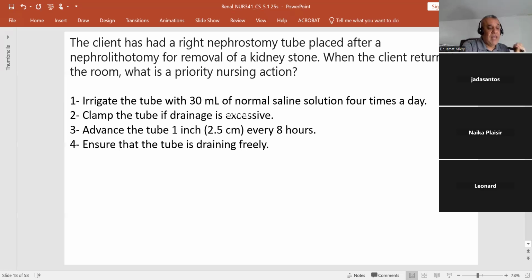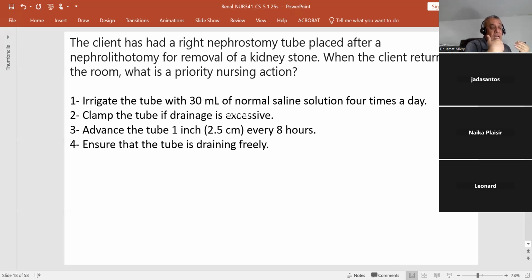Failure of the tube to drain freely can result in pain, trauma, wound dehiscence, remember that wound dehiscence from Adult Health 1, and infection. All these complications can result from the failure of the tube to drain freely. So ensure that the tube is draining freely. That's the most important right post-op.